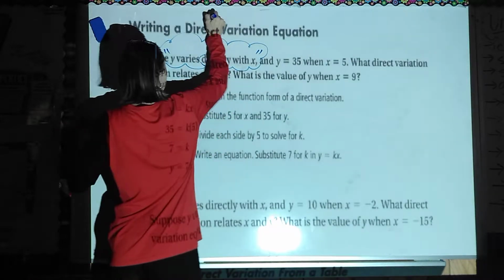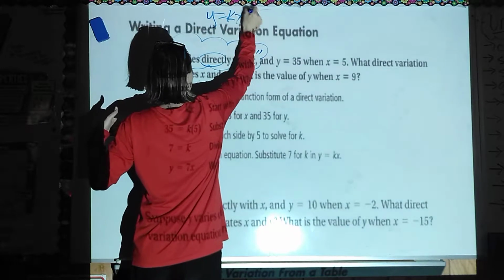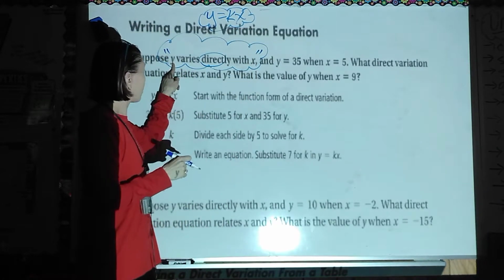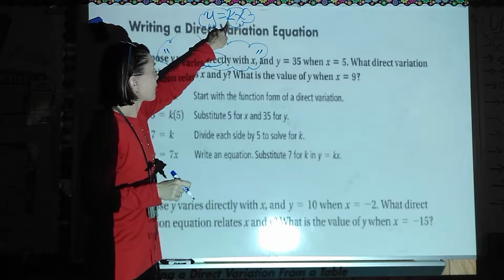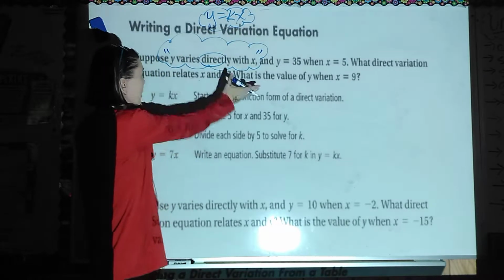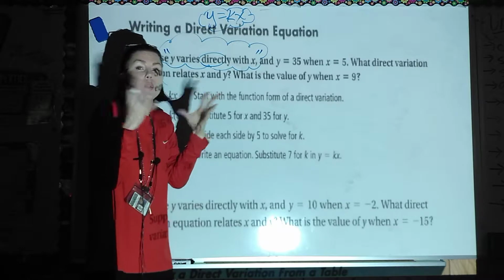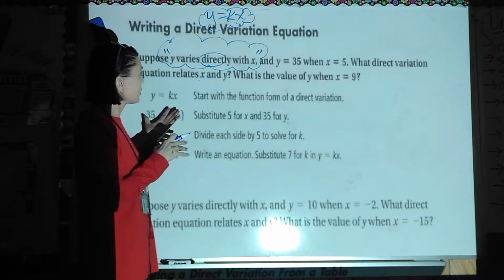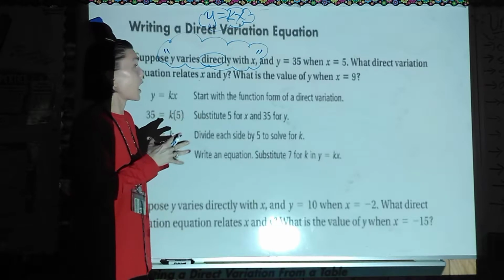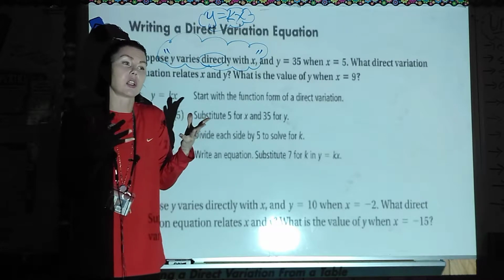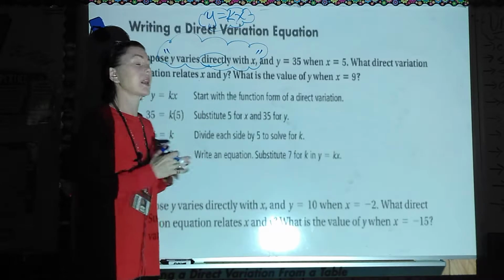So it should be y equals kx. This is our direct variation constant. Suppose y varies directly with x. That is your clue, your hint that we're talking about direct variation. So suppose we do have a direct variation. We would like you to write the equation.